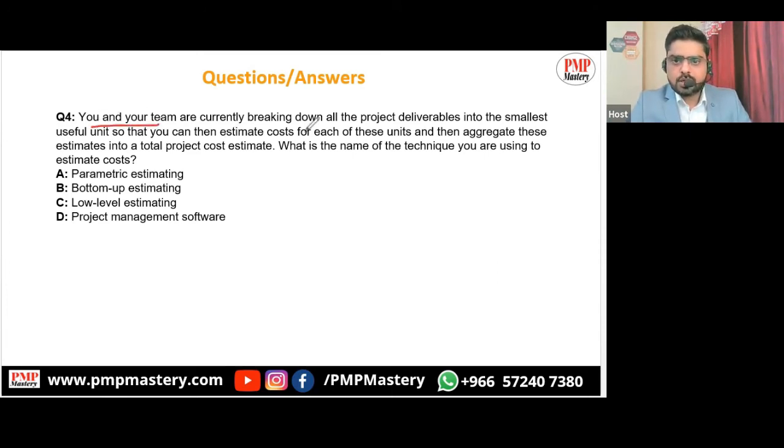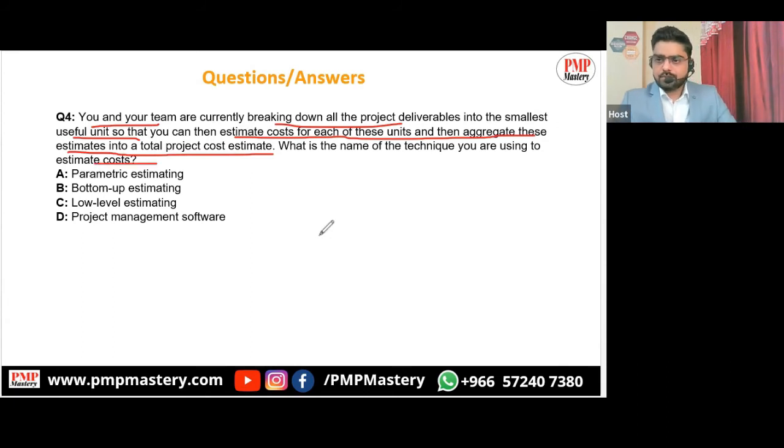You and your team are currently breaking down all project deliverables into the smallest useful units so that you can then estimate cost for each of these units and then aggregate these estimates into a total project cost estimate. What is the name of the technique you are using to estimate cost?